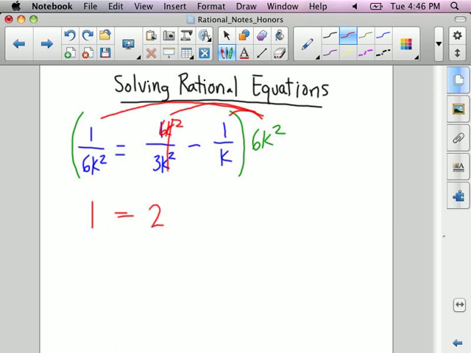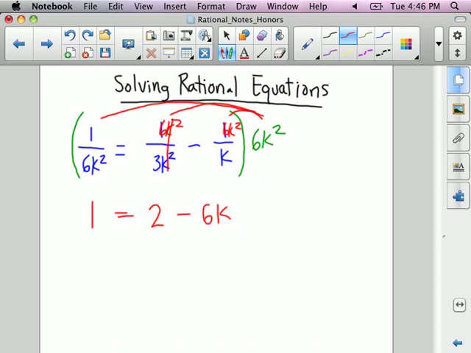And when I do my last term right here, I have 6k squared over k. Well, 6k squared over k, one of the k's will cancel. You'll just get minus 6k. So you distribute it all the way across. The red equation is what you're left with.